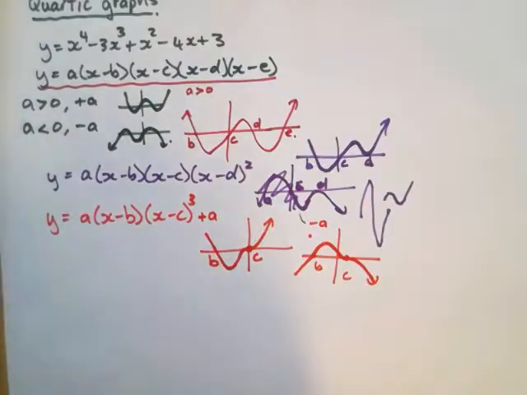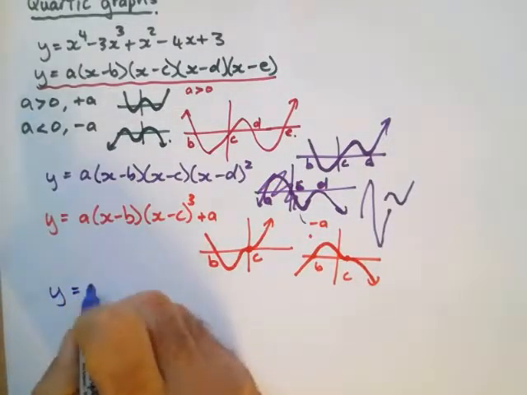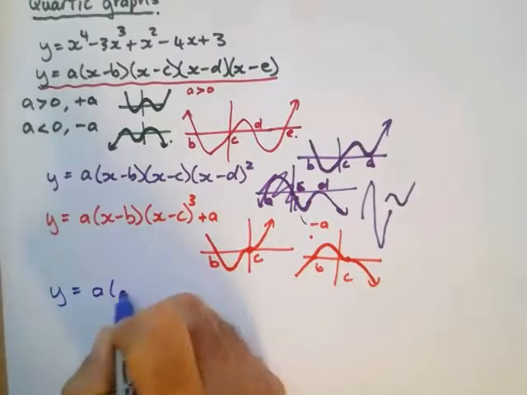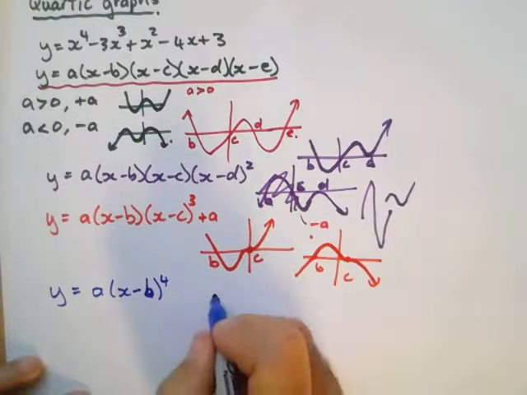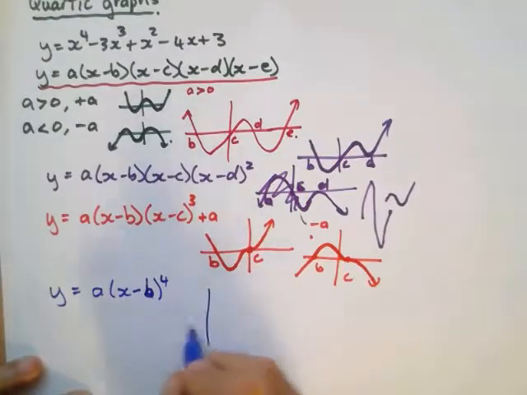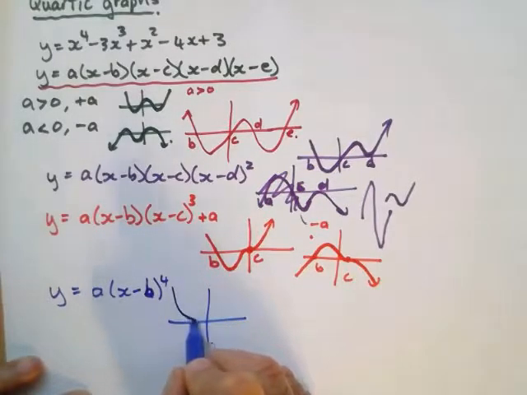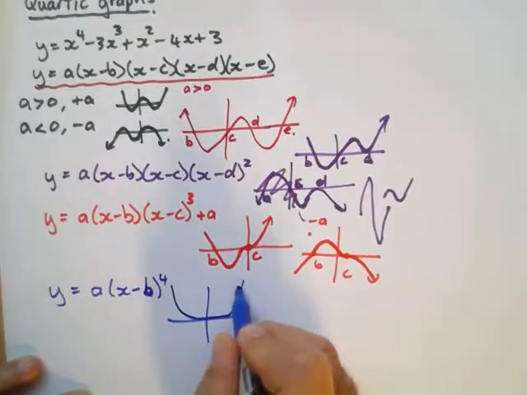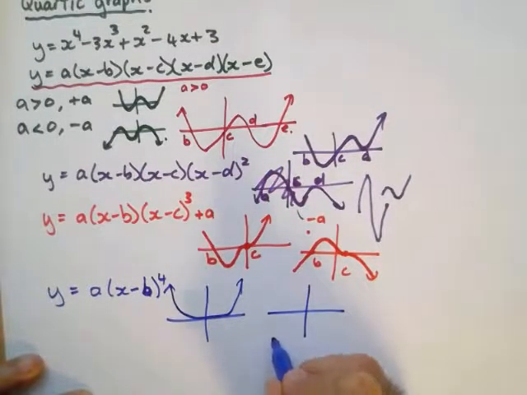The last case is where we have just one repeated factor. How weird. y equals a(x minus b) to the power 4. If a is positive, we will have what looks like a fat parabola. If a is negative, it will be the other way around, so it will look like this.